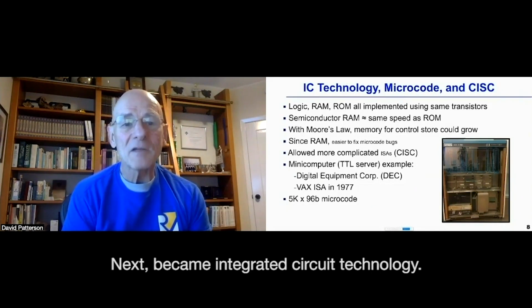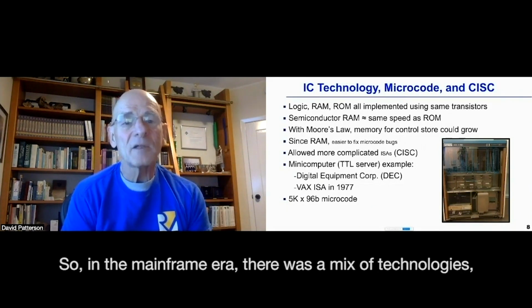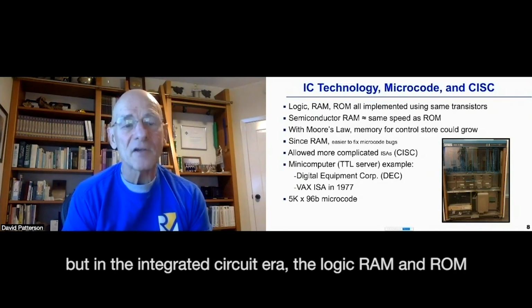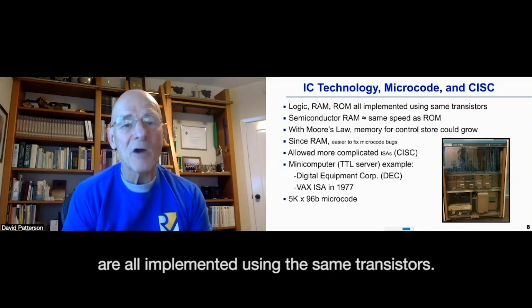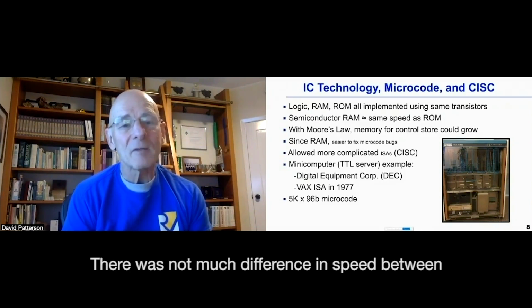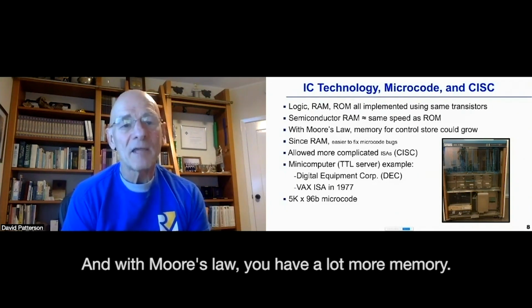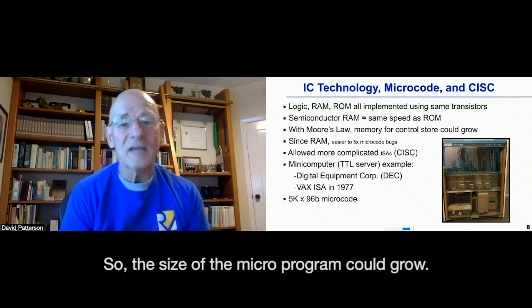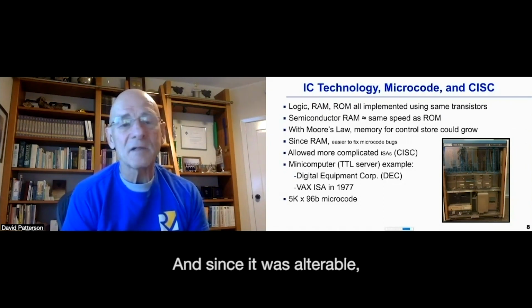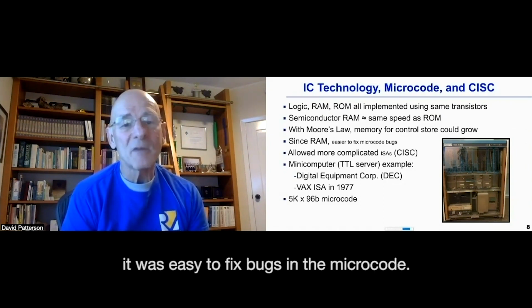Next came integrated circuit technology. In the mainframe era, there was a mix of technologies, but in the integrated circuit era, the logic, RAM, and ROM were all implemented using the same transistors. There was not much difference in speed between the alterable memory and the read-only memory, about the same speed. And with Moore's law, you had a lot more memory, so the size of the microprogram could grow. And since it was alterable, it was easy to fix bugs in the microcode.